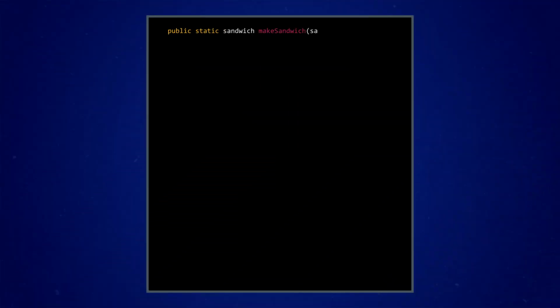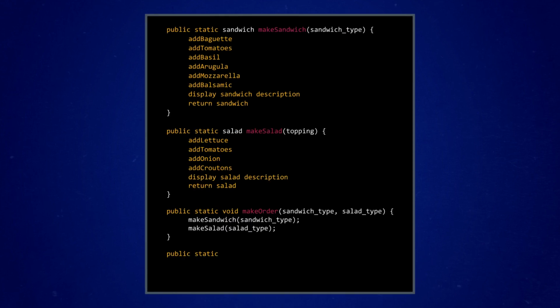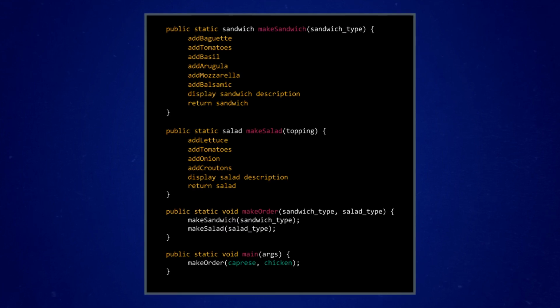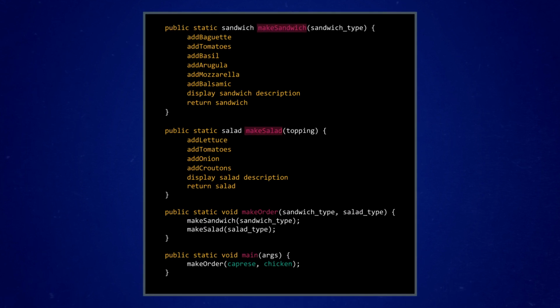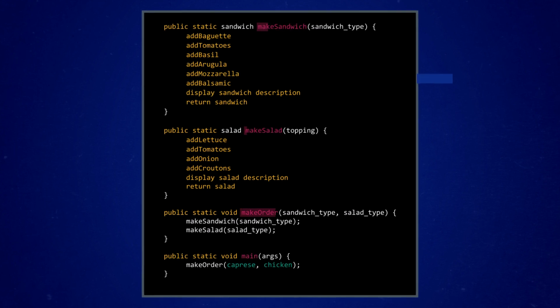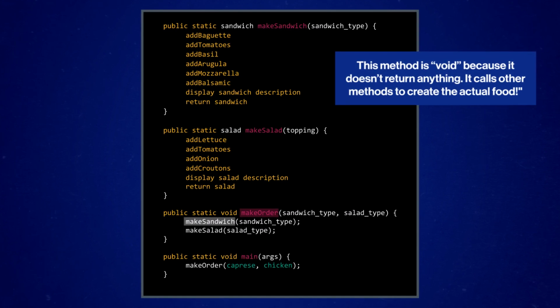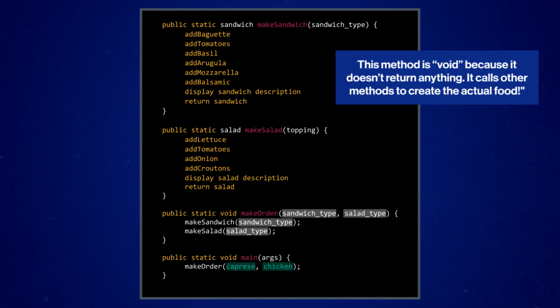Here's how we might translate that to Java, if we stretch our imagination a bit and use some pseudocode. Remember that each chef is represented by their own method, so we have make sandwich and make salad, which are reusable for any sandwich or salad type. Next, we have a make order method, which calls both the make sandwich and make salad methods, with specific arguments for caprese and chicken respectively.